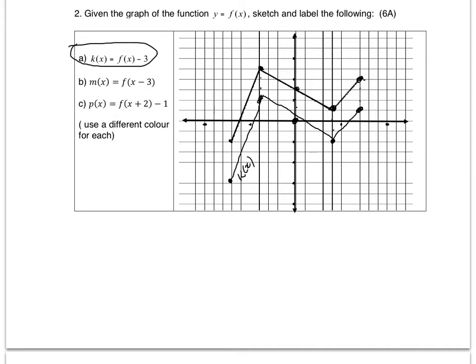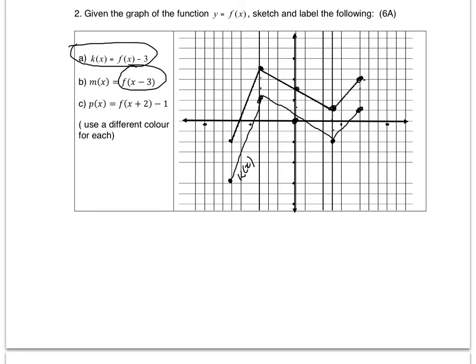Now for the second one, m of x is equal to f of x minus 3. If you remember the general equation of transformation of a function, it already is x minus h. So this means that h in this case for this function is positive 3. So this means that every point the x coordinate is going to be shifted right 3 units.